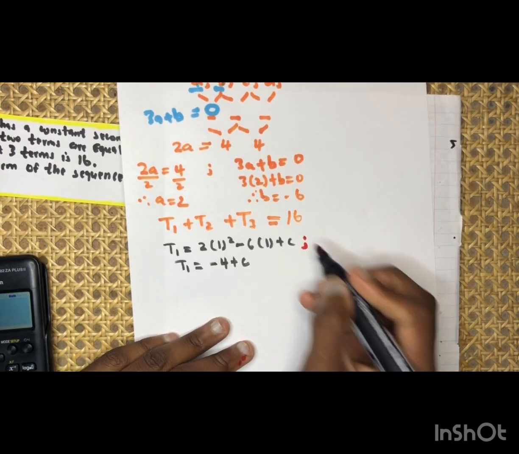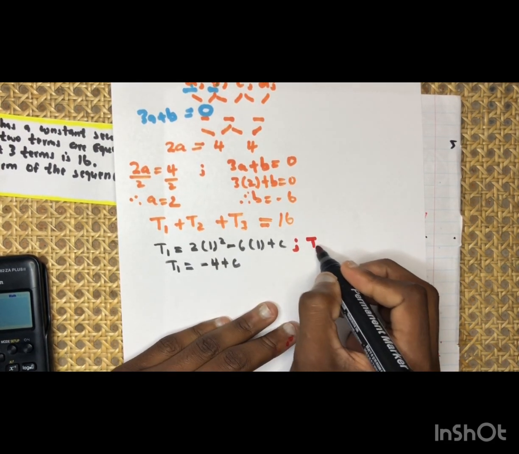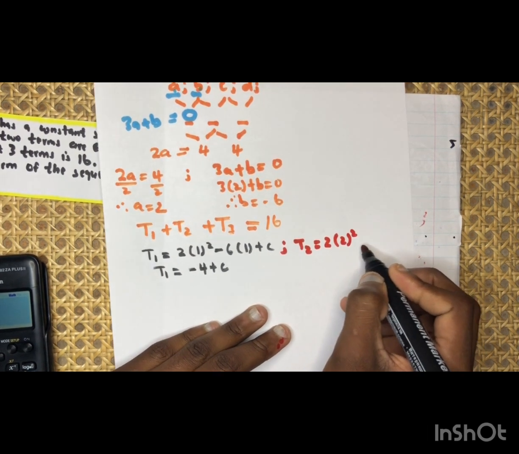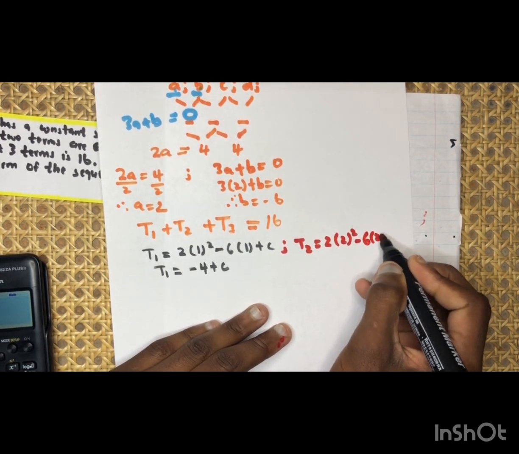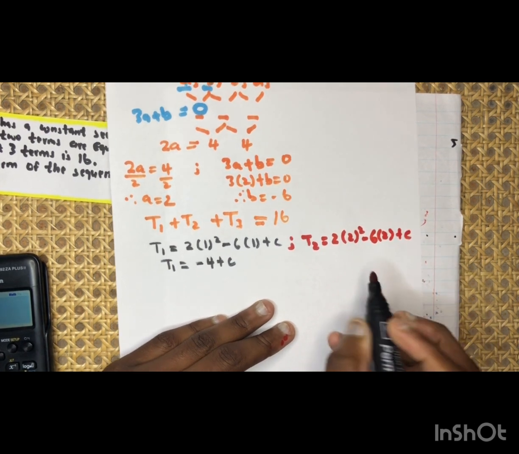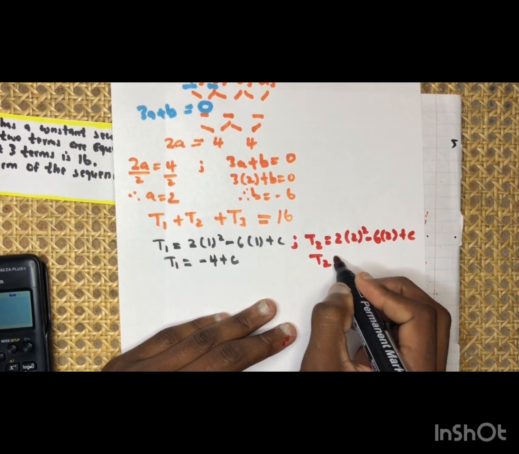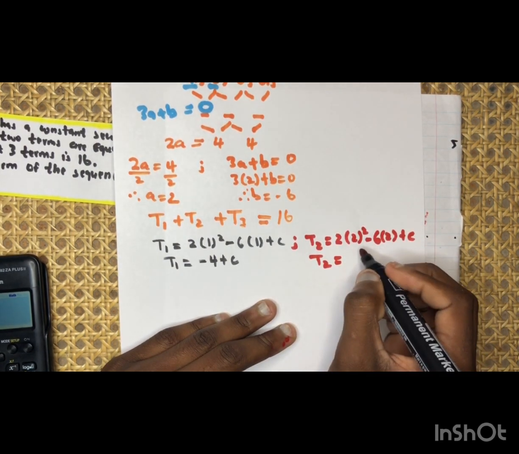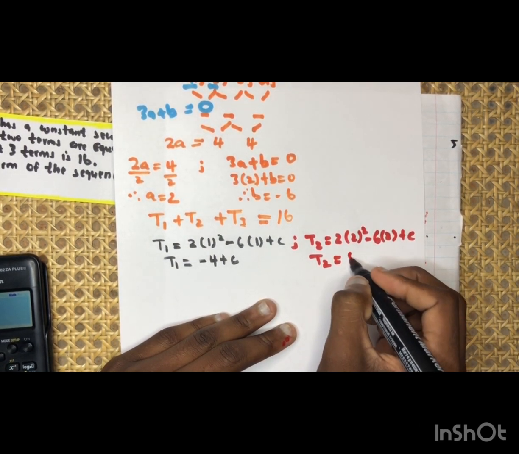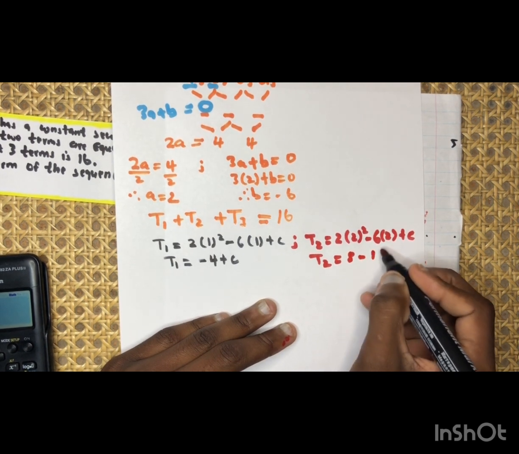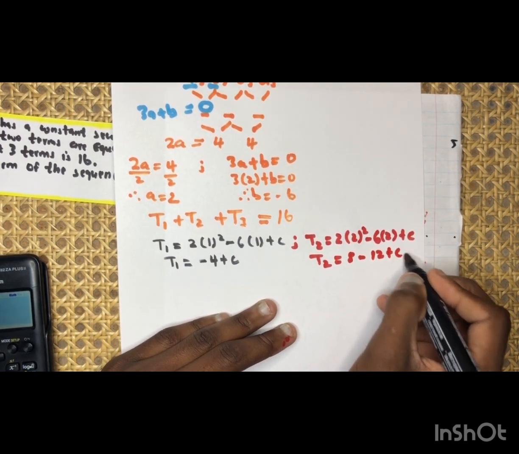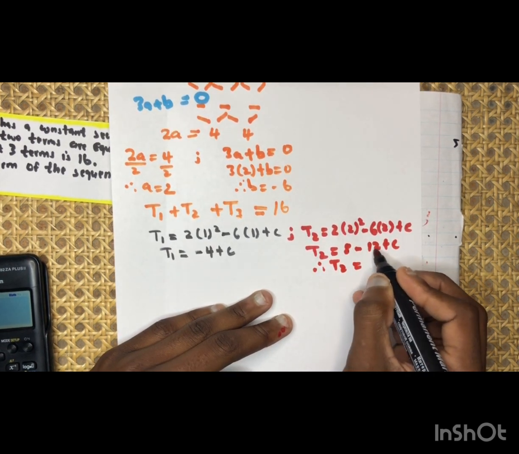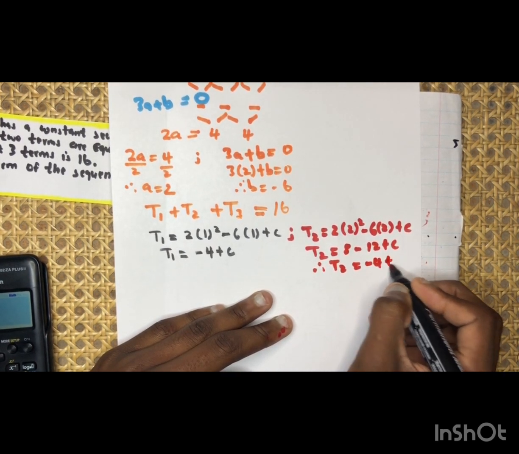If I go to T2, I'm going to write here, same thing. T2 will be equal to 2 into 2 squared minus 6 into 2 plus c. So this is T2 equals 2 squared, you get 4, times 2, you get 8. Then we have 8, guys, here, minus 6 times 2 is 12. So therefore, T2 is equal to 8 minus 12, you get minus 4 plus c.